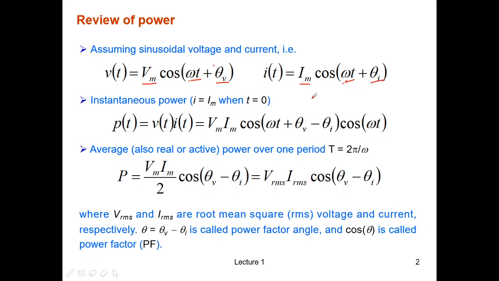angle. Now we define the instantaneous power, which is the product of that voltage and current, and we move a bit of our reference point. We will have current as a peak value when time is 0. So now we can calculate the average power, also called real power or active power, over one period T.